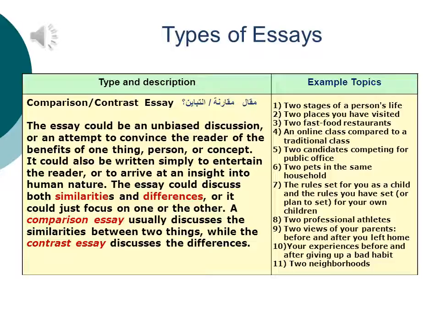On the right side of the table, there are some example topics, such as 2 stages of a person's life, 2 places you have visited, 2 fast food restaurants, an online class compared to a traditional class, 2 candidates competing for public office. Now read the rest of the example topics yourself.